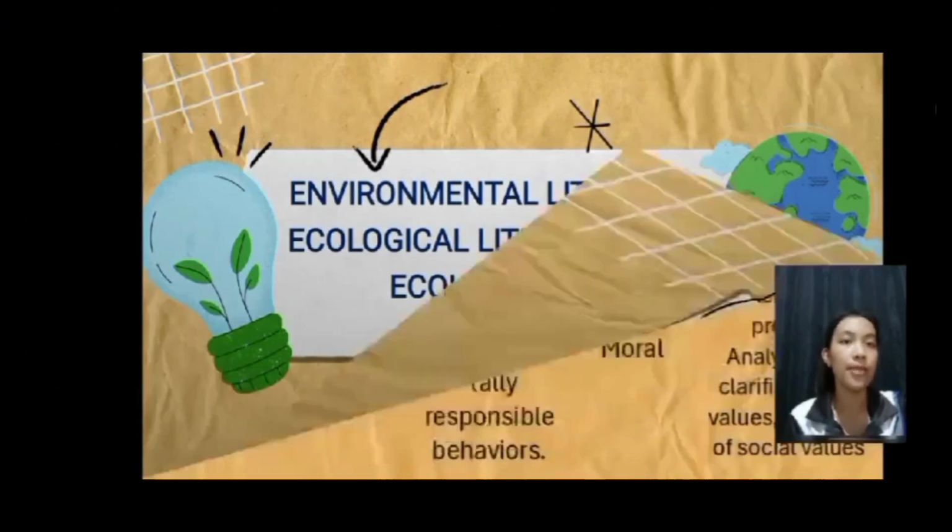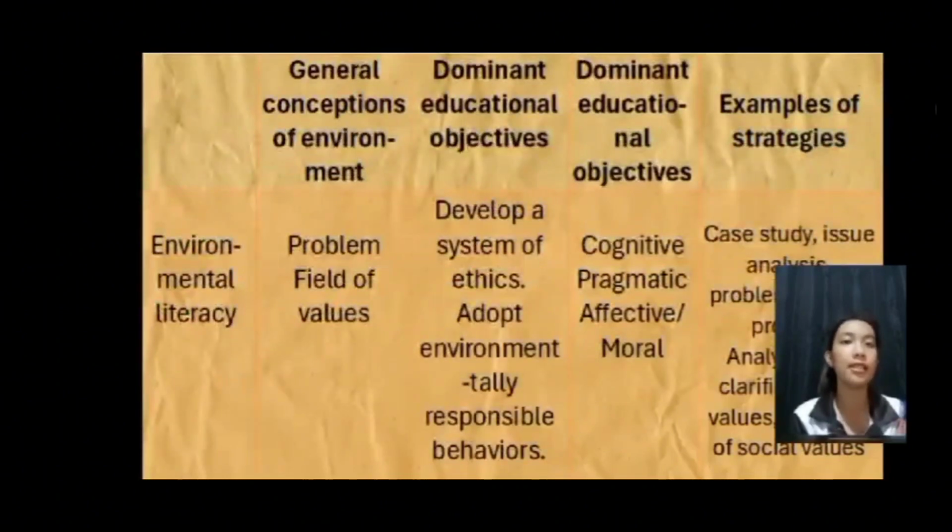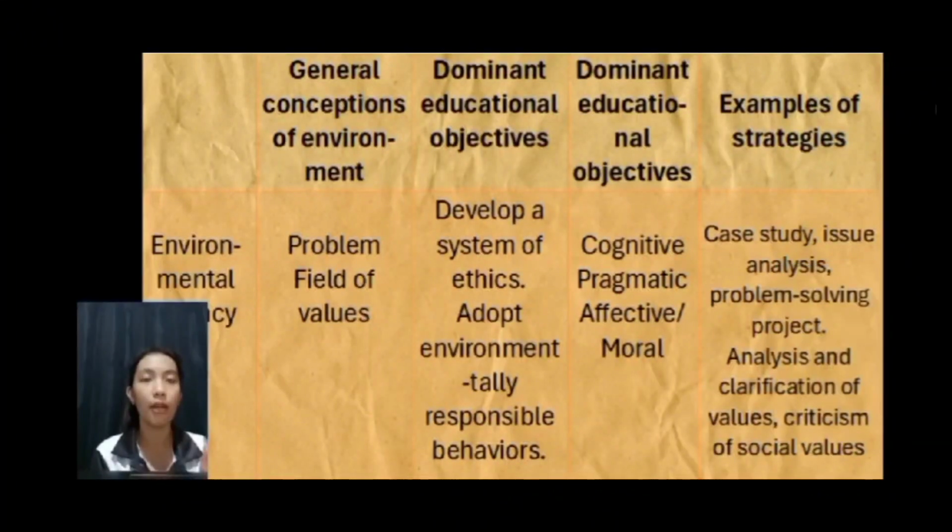So now let's proceed to the general conceptions of environment, the dominant educational objectives, and the primary pedagogical approaches. It is the third column, primary pedagogical approaches. Sorry for that. And the fourth column contains examples of strategies that can be used in different literacies. So we will begin first with environmental literacy.